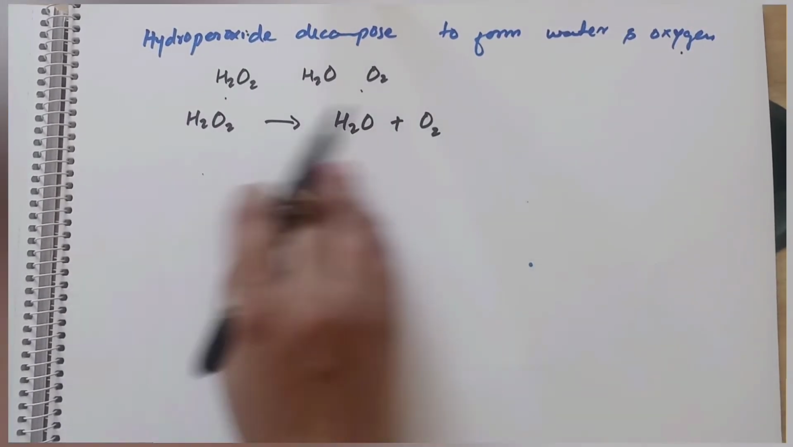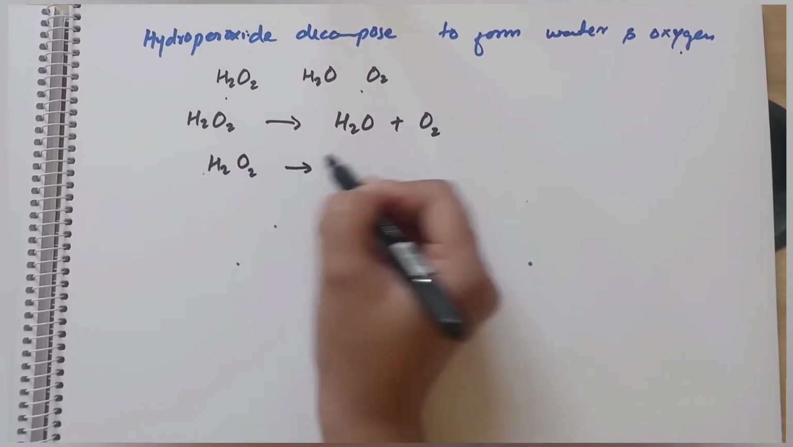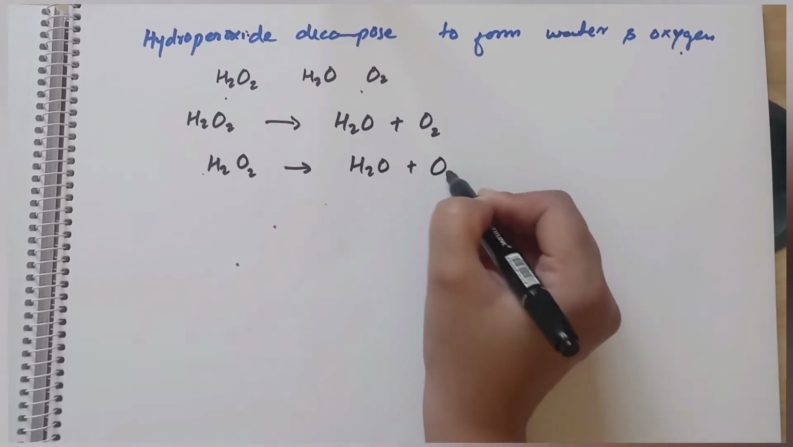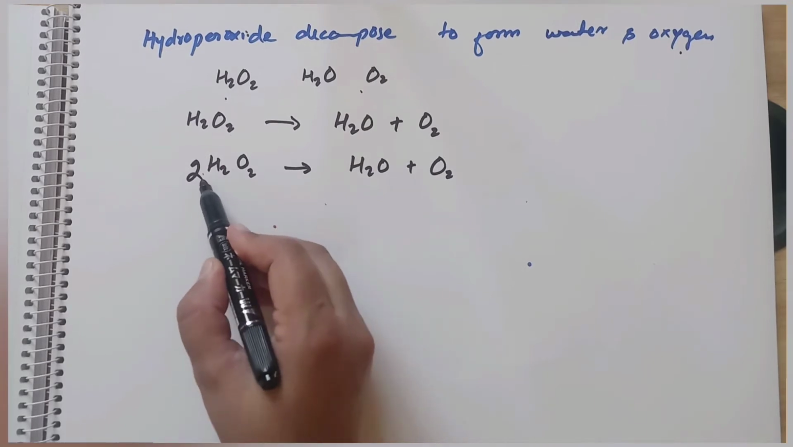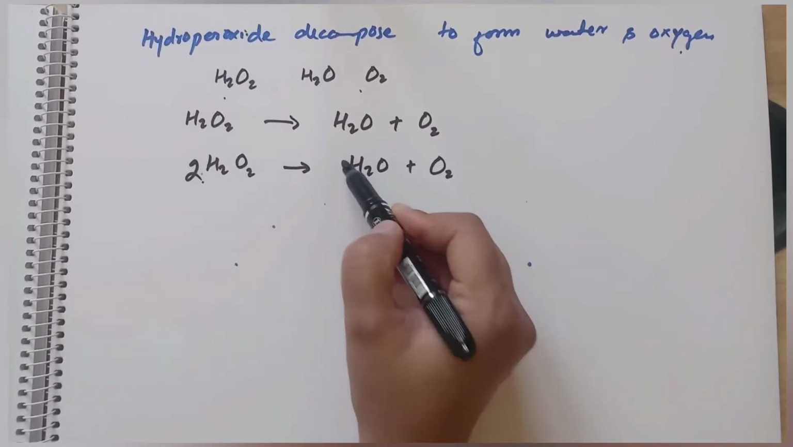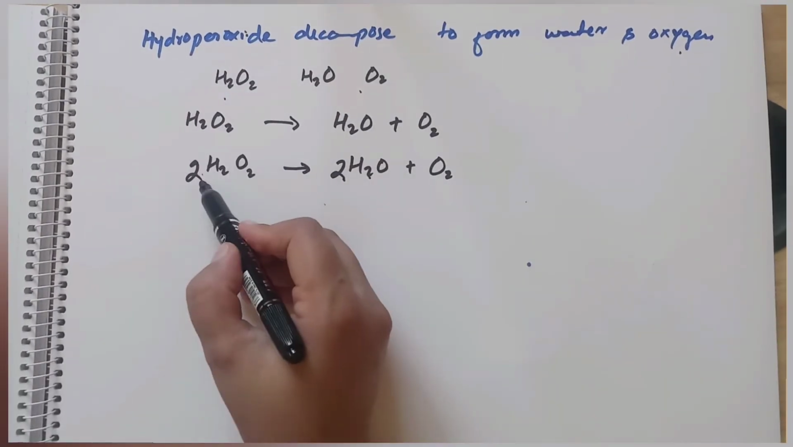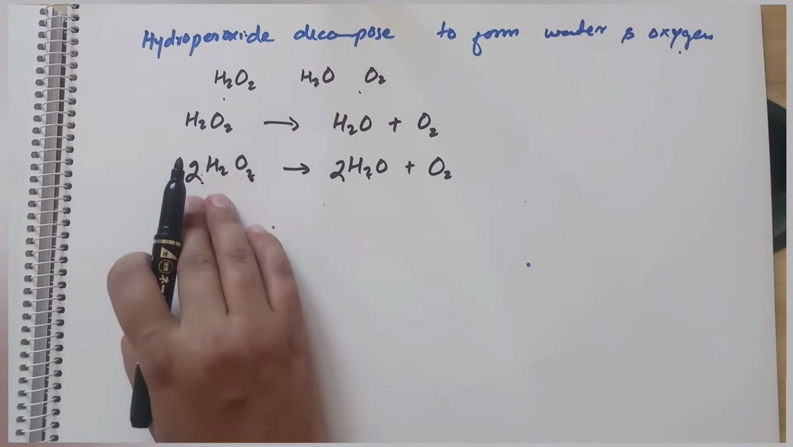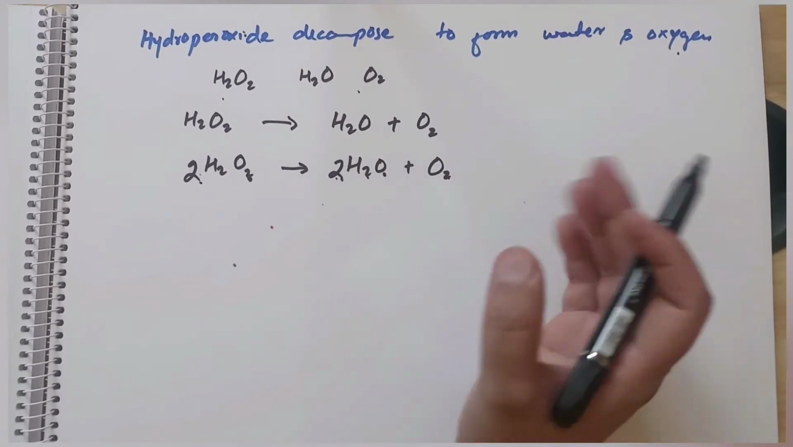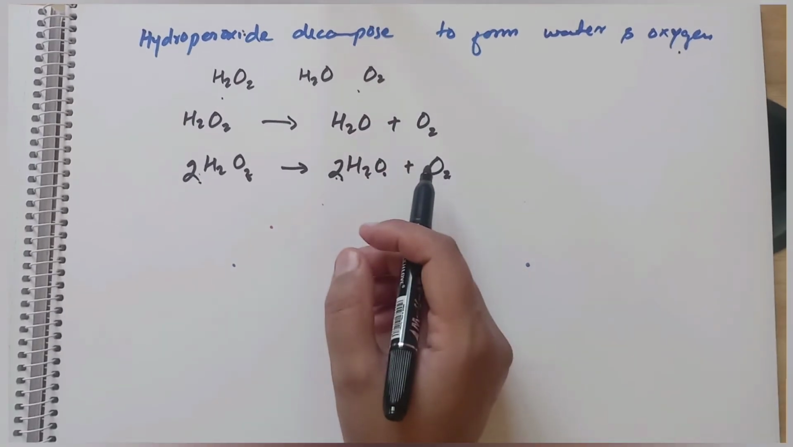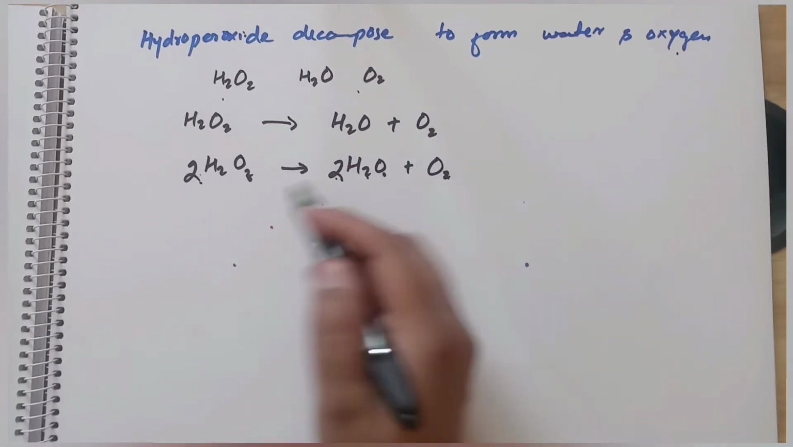So if I balance this equation, for H2O2 and O2, I apply 2 here, and again 2 here, so 4 hydrogen will be here. To balance the hydrogen, we apply 2 here again, so 2 times 2 is 4 hydrogen. Now oxygen will be 2 times 2, 4 oxygen on the reactant side, and 2 times 2 plus 2 is 4 oxygen on the product side. So this is a balanced chemical equation. Is it clear?